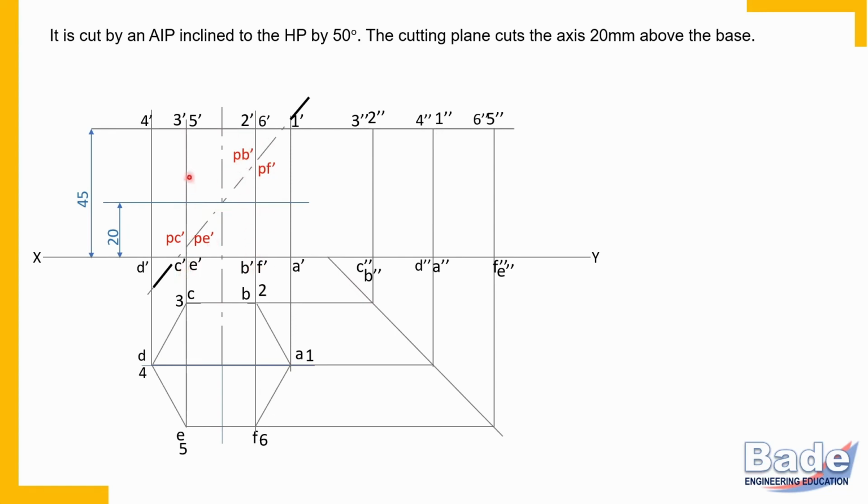PE is on edge E5 and PC is on edge C3. So the cutting plane line intersects 4 face edges. Now listen, here the cutting plane intersects base edges. So label these points as U and V. Since it is the front view, of course, we should use dash here. So U dash and V dash.